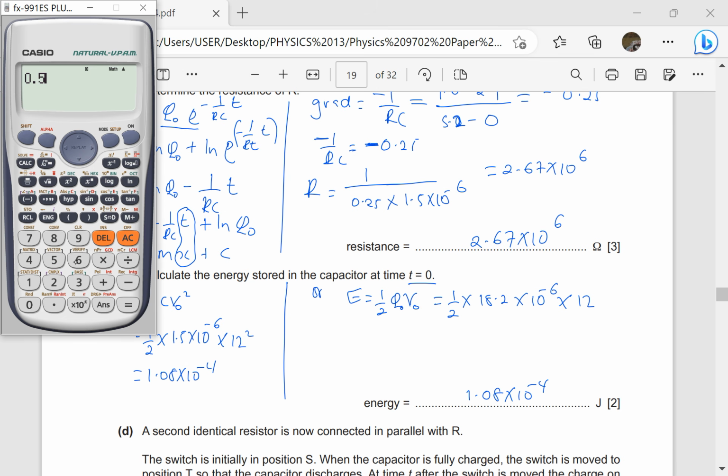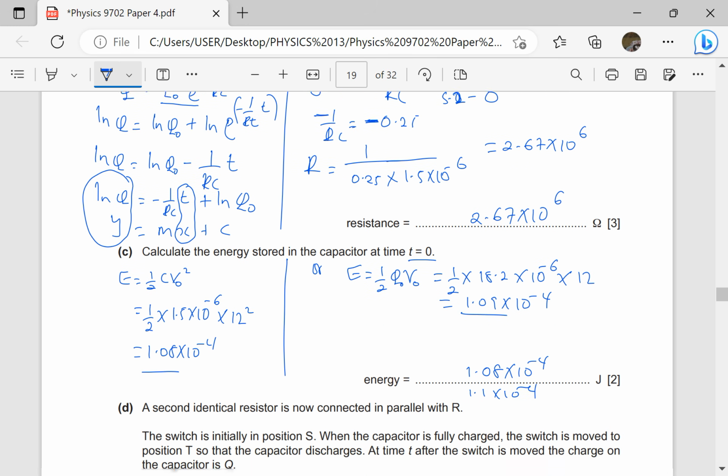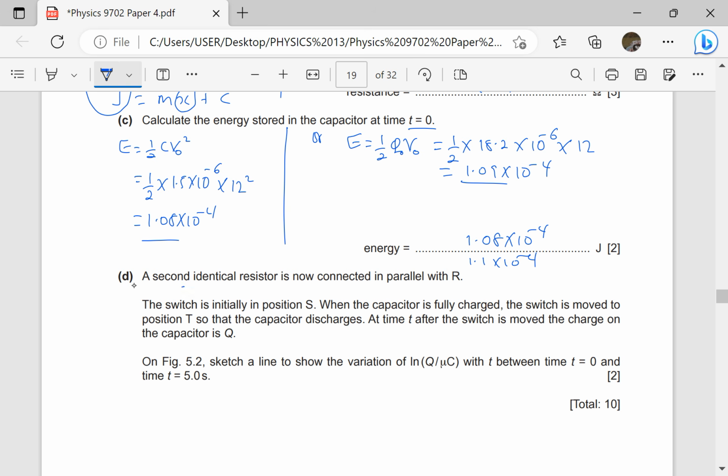So a half is 0.5 times 18.2 exponent negative 6. Then times 12, which is 1.09. So this is giving us 1.09 times 10 power negative 4. To two significant figures, 1.1 times 10 power negative 4, that will be accepted, or any of these values will be accepted.